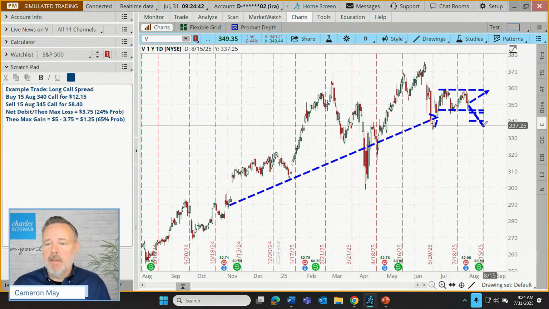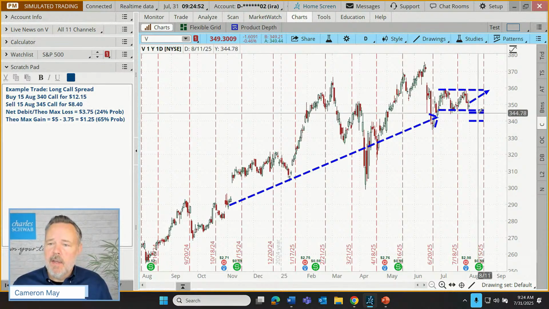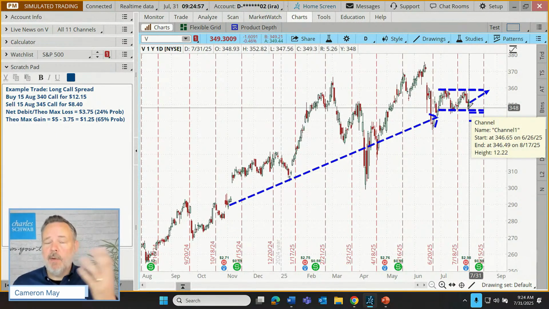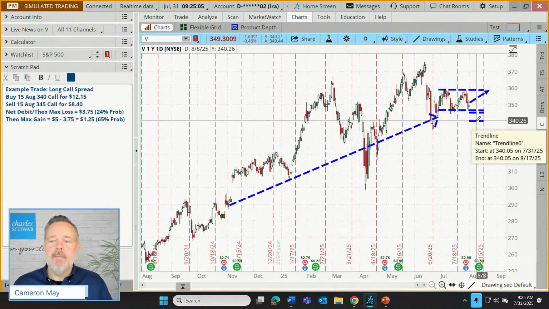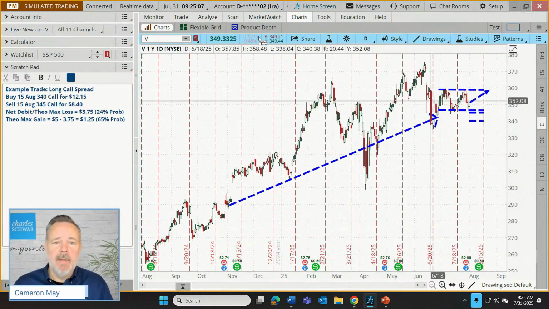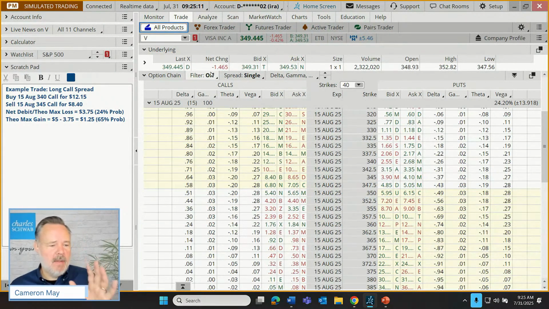Notice how that coincides with the trader's expectation from what they've seen on the chart. We've set up this strategy to sort of avoid a danger zone. If we think the stock is likely to go up or at least stay above this 345 level, well, that would be optimal for this trade. So let's analyze that.